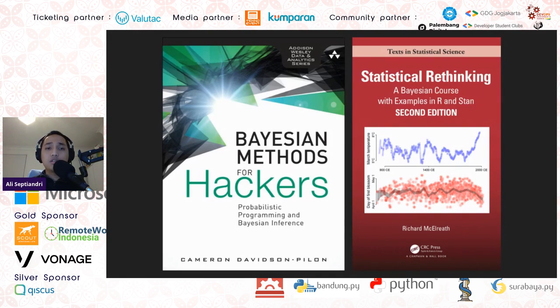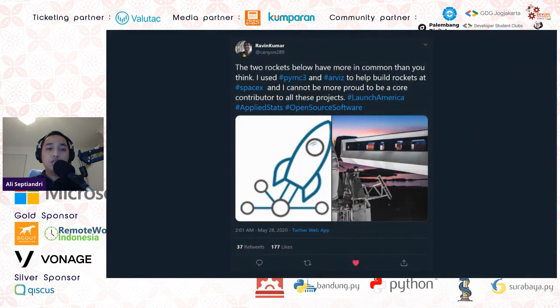The other book is Statistical Rethinking from Richard McElreath from the Max Planck Institute for Evolutionary Anthropology, if I'm not mistaken. He also includes some snippets of code to do Bayesian inference, but in R. But some of the nice guys out there have already ported the code to PyMC3 as well. So in real cases, where do we find PyMC3? Actually, it goes all the way to SpaceX. So in a way, to outer space.